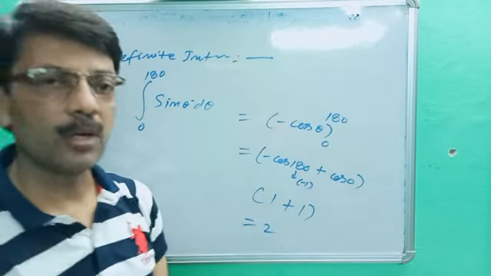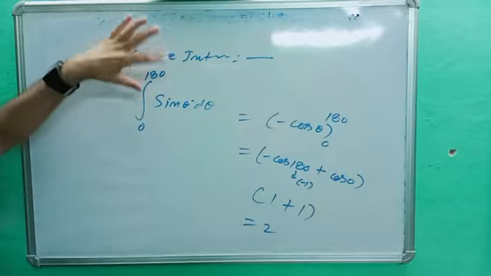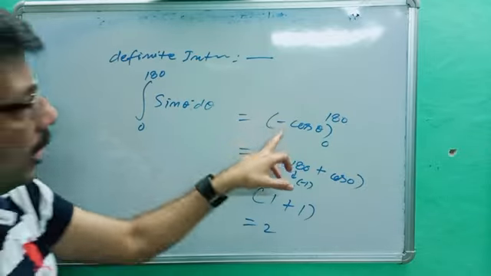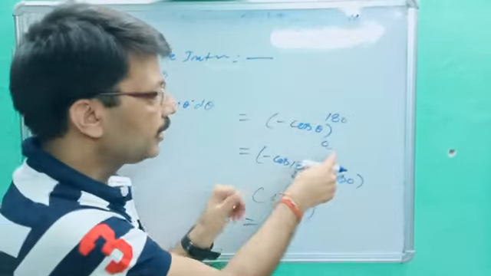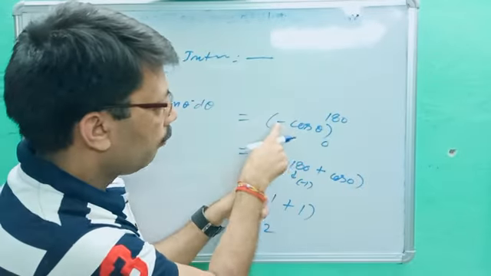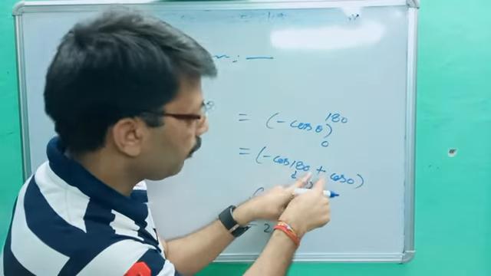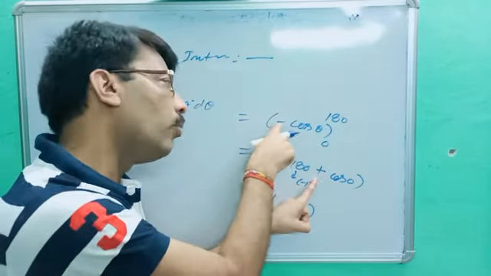This is a very, very important question. Once again, sin theta d theta from 0 to 180 or 0 to pi. First you integrate sin theta. Sin theta integration is minus cos theta. Limit is there. You put the bracket and limit 0 to 180. Higher limit minus cos theta, minus cos 180. Then minus according to formula, and 1 minus is this.